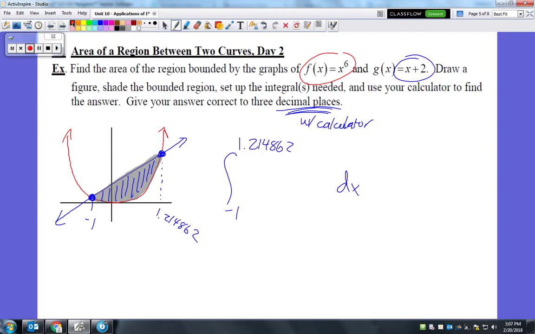No, the top function is this guy. A lot of people think that's the top function because it has the biggest degree, but the top function is actually x plus 2, and you're going to be subtracting what? X to the 6th. And putting this into your calculator, what would you get?